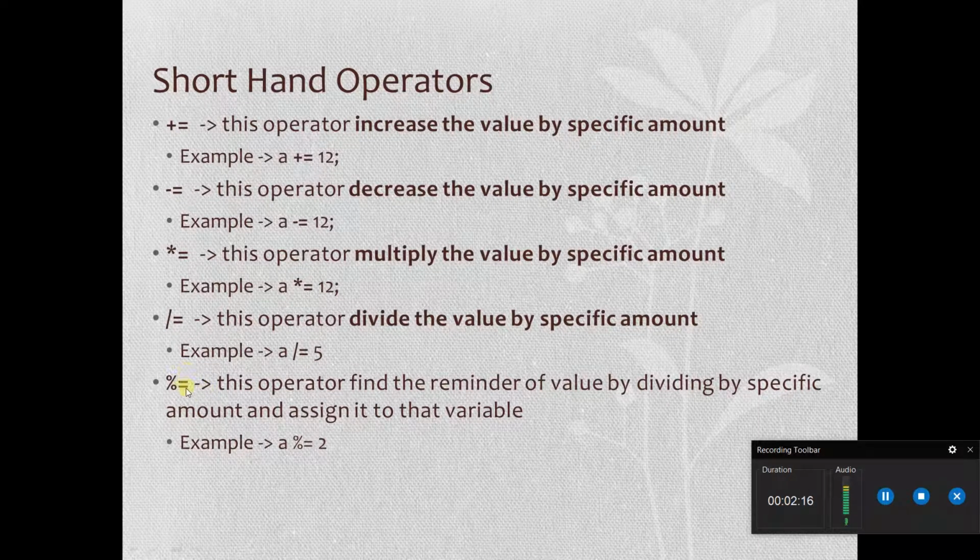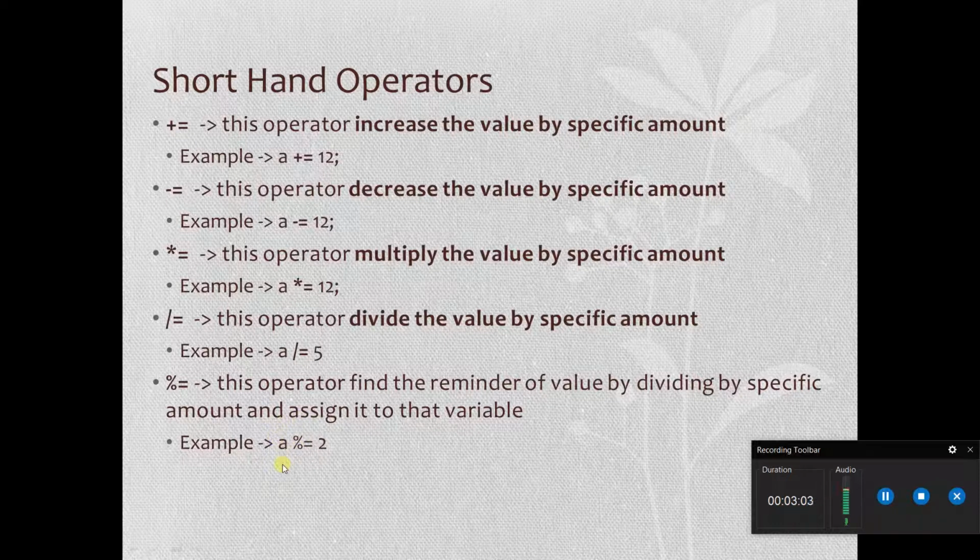And this operator, which is modulus equal to, finds the remainder of the value by dividing by a specific amount and assigning it to that variable. So basically a modulus operator is used to find the remainder. If we divide any integer value by another value, this operator finds the remainder. Modulus equal to basically finds the remainder and assigns it to that variable.